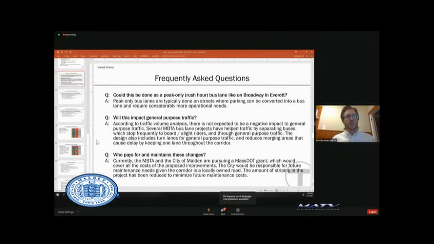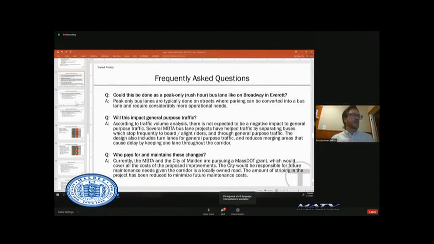Will it impact general purpose traffic? The traffic analysis says that it won't really impact the general purpose traffic, but we'll still measure that to make sure that there isn't any disproportionate impact if the project is to go through. Some things that we've done to help with that is retaining those turn lanes, the left turn lanes, the right turn lanes, so that you can pull off when you're going to be making a turn, and standardizing the cross section to one lane throughout.